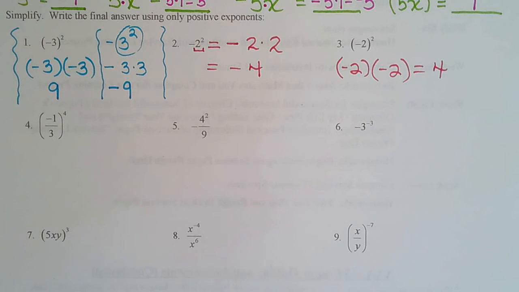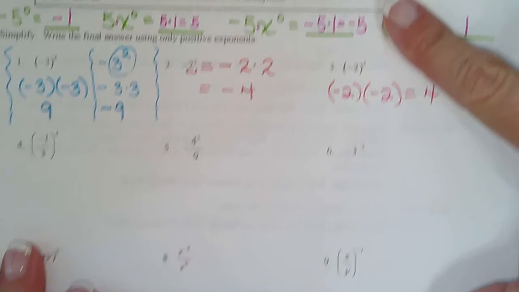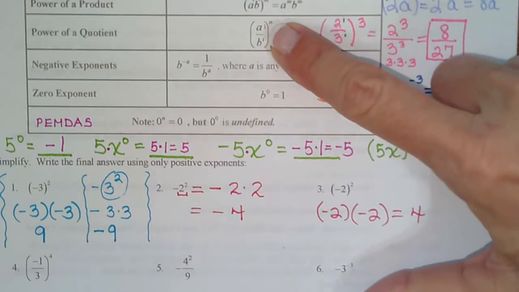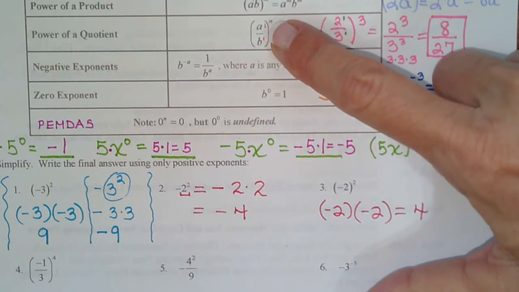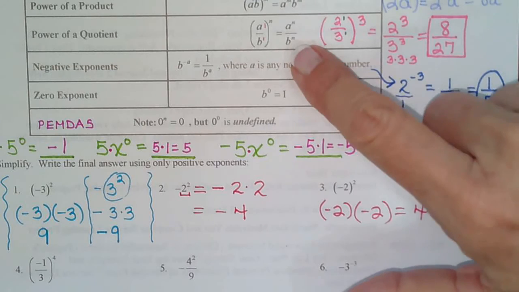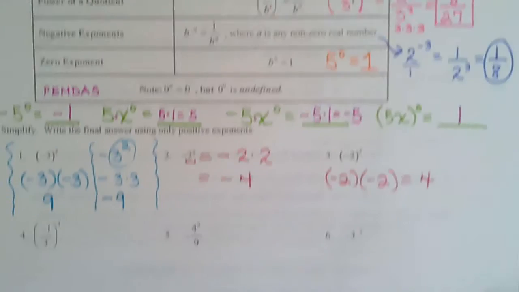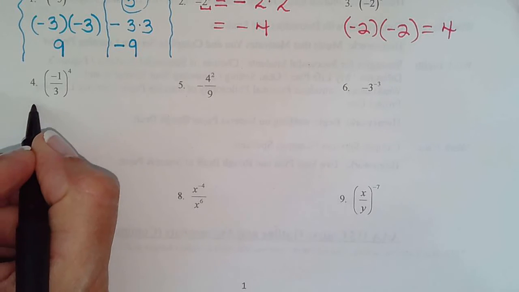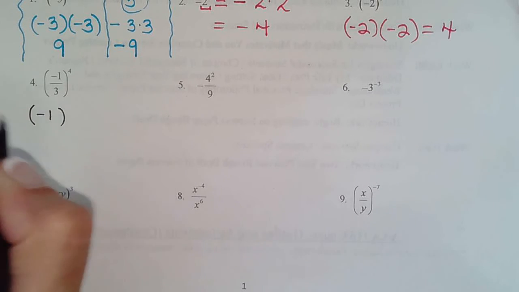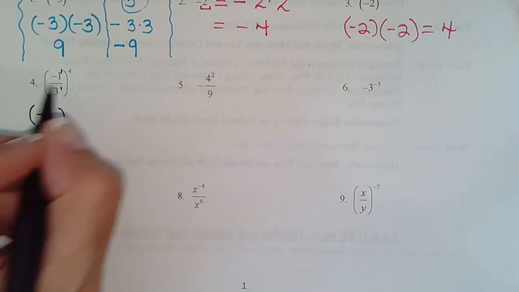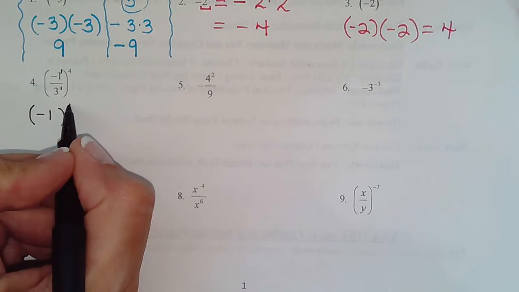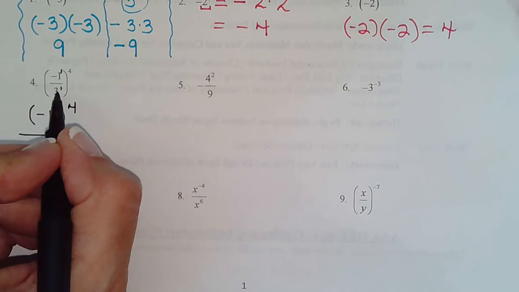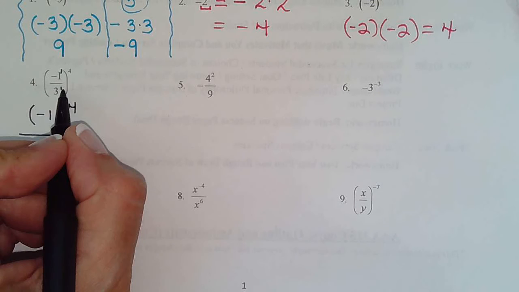Okay, next we have the quotient rule. So this is the power of a quotient that we did up here. So that exponent outside, remember, gets distributed to everything inside. So this negative does need to remain in parentheses. So this will be negative 1, and these are both to the first power. So 1 times 4 is 4. And then 3, 1 times 4 is 4.